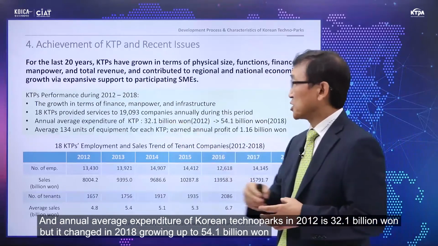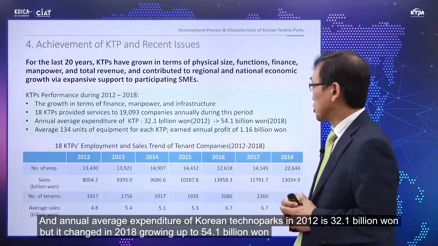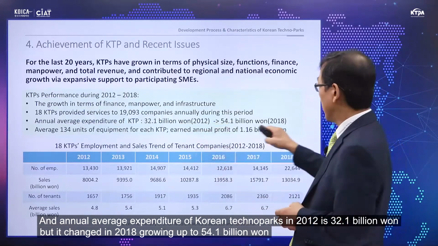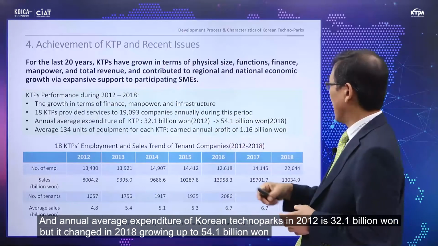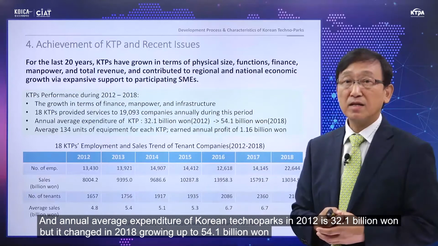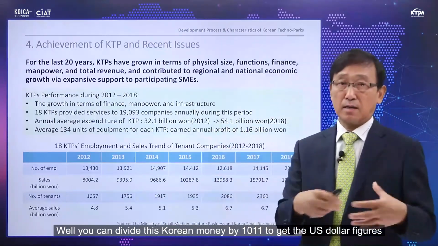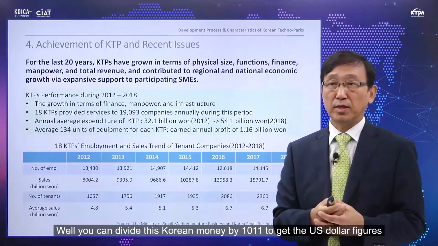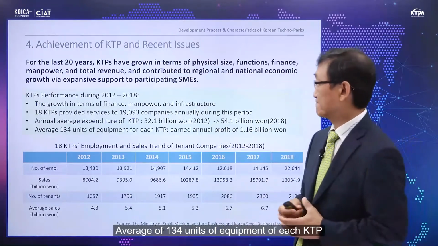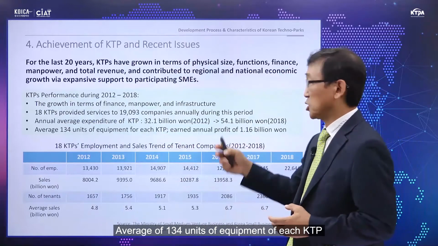An annual average expenditure of a Korea Technopark in 2012 was 32.1 billion won. But it changed in 2018. It grew up to 54.1 billion won. Well, you can divide this Korean amount of money by 1,110, and you can get the US dollar figures. Average 134 units of equipment for each KTP.